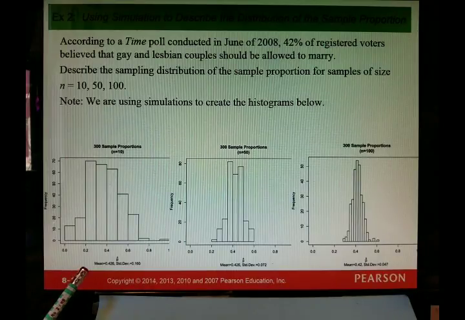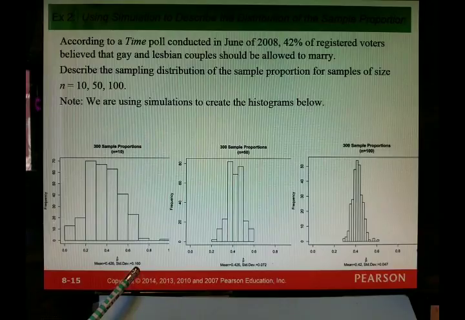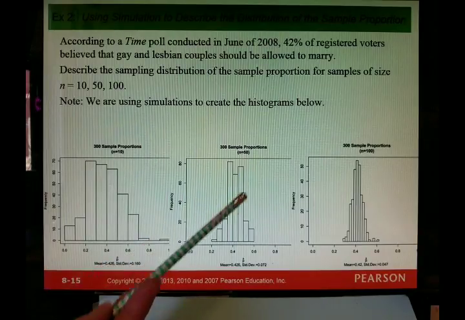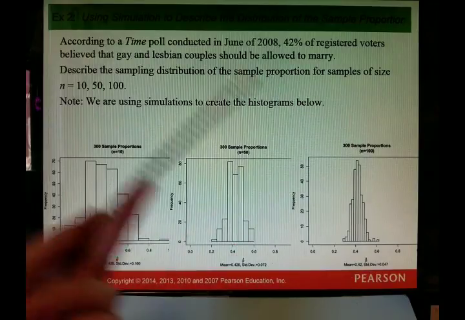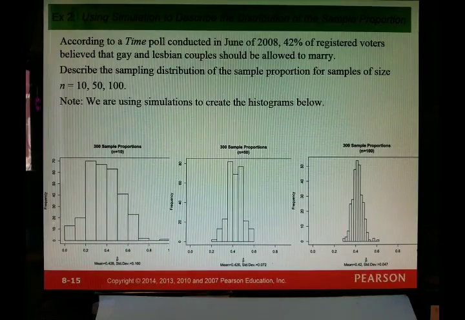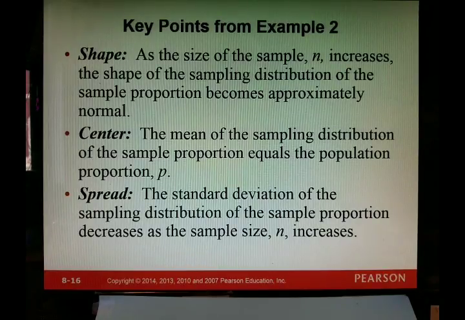Again, like I said, this one here had the mean of 0.426, standard deviation of 0.1. Notice the larger your sample sizes get, at 50 my standard deviation is now smaller. At 100 my standard deviation is even smaller yet. So again, as n increases, the shape of it gets approximately normal. The center remains about the population mean. The spread, that's the standard deviation, decreases as n gets larger.